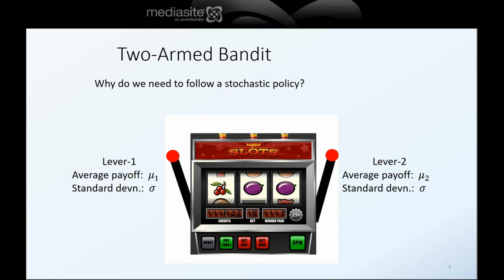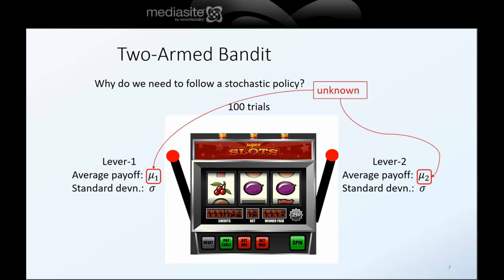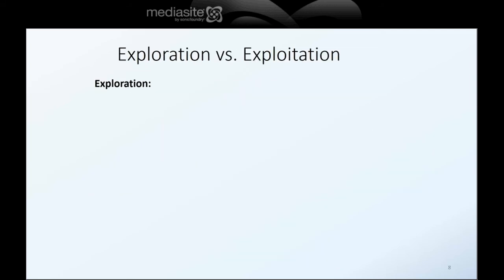Now, it's obviously a good idea to use the lever which has the higher payoff. If mu1 is higher than mu2, then you always keep pressing lever 1, otherwise you keep pressing lever 2. And you have a total of 100 trials. The problem is mu1 and mu2 are unknown to you. So what is to be done? So here we have the problem of exploration versus exploitation.